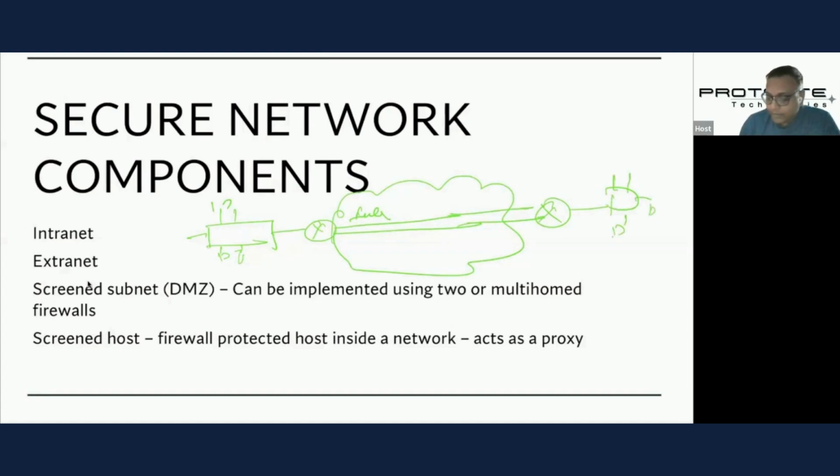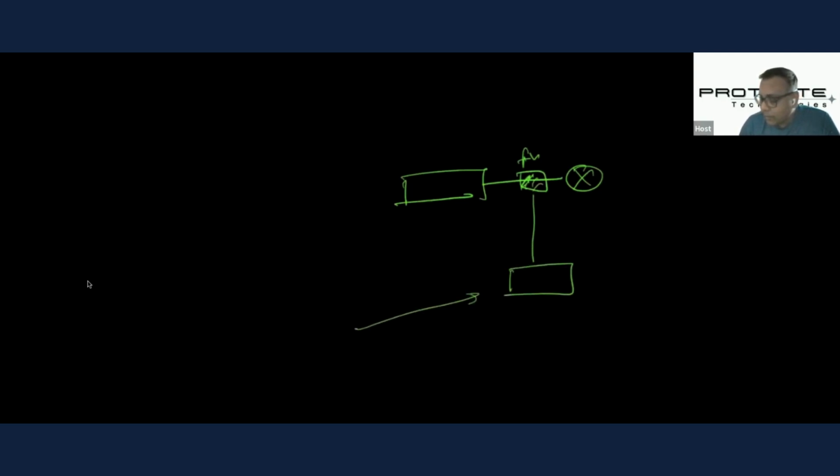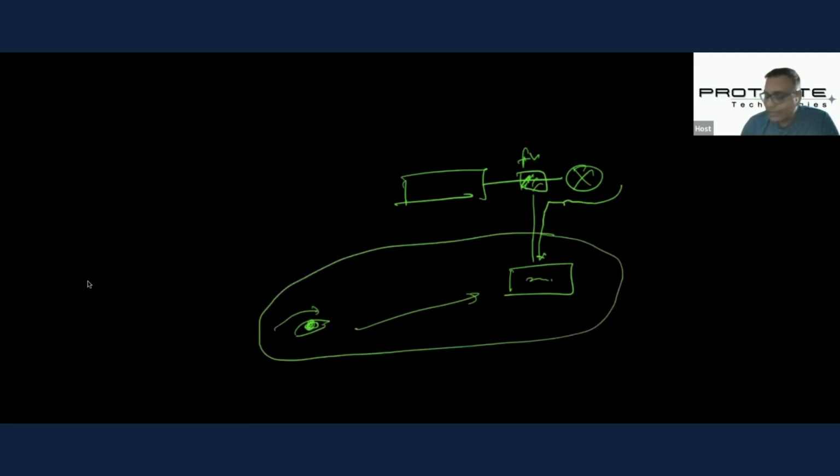Then you have something called a screened subnet or a DMZ. A screened subnet is once you create a network, you have a router, you have a firewall in between, and you create a network so that you can monitor it. Hackers generally come and exploit vulnerabilities, and so you can watch their activities. Screened subnets can also be used for deploying your honeypots and honeynets. Basically, you want to watch what the hackers are doing.